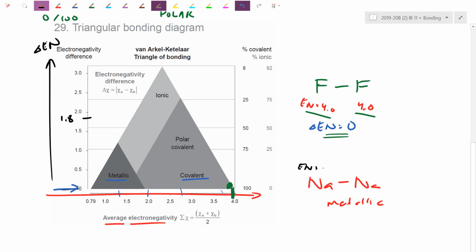Not be lazy, Mr. Young. So sodium here, obviously if it would work for me. Sodium electronegativity is a 0.9. That's what I was going to guess it was.